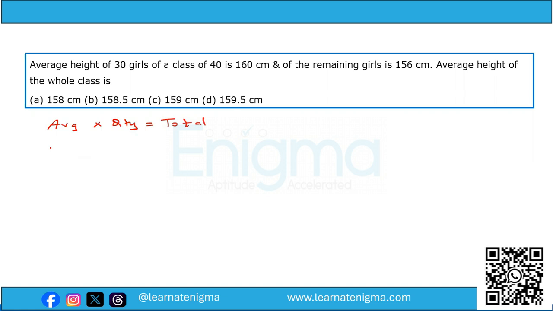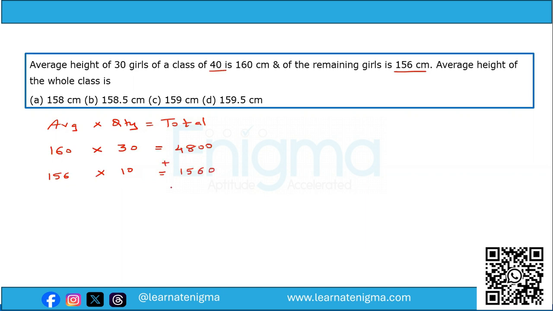Now, the average is 160 centimeters and the number of girls is 30. So we can get the total height of the 30 girls as 4,800. Now, the class is of 40, so the remaining girls will be 10, and their average is given to us as 156. So the total height of the remaining 10 girls is 1560.